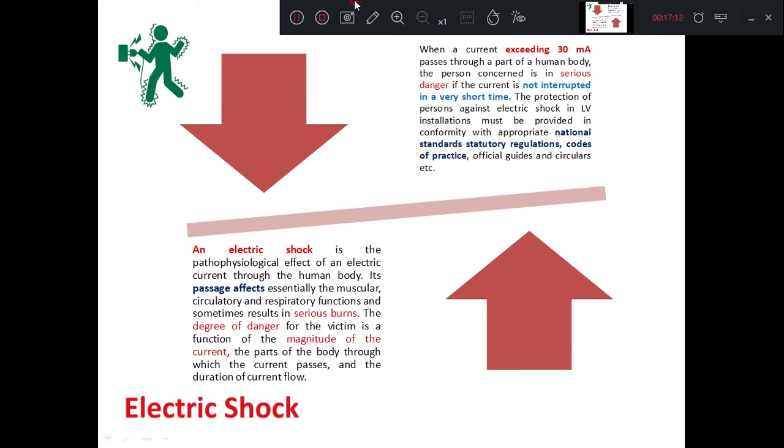When a current exceeding 30 milliamperes passes through a part of a human body, the person concerned is in serious danger. Therefore, you have to protect against electrical shock. If the current is not interrupted immediately in a short time, there is a serious problem for human beings. Therefore, you have to make the devices in accordance with national standards, statutory regulations as well as codes and practices.